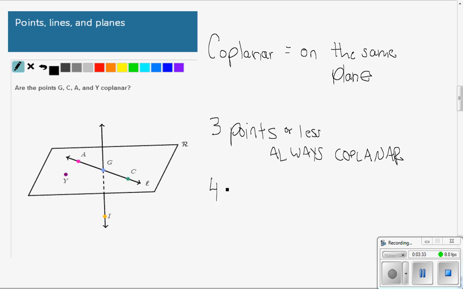If we have 4 or more points, we have to test it to see if they can be on the same plane at the same time. So if we take a look here, we've got G, C, A, and Y. We can see that these are in fact on the same plane. So yes, they are coplanar. Now the same exercise might also ask us to name a plane.